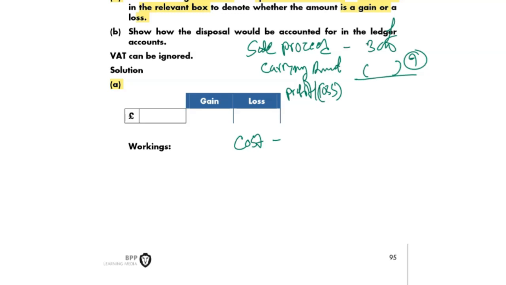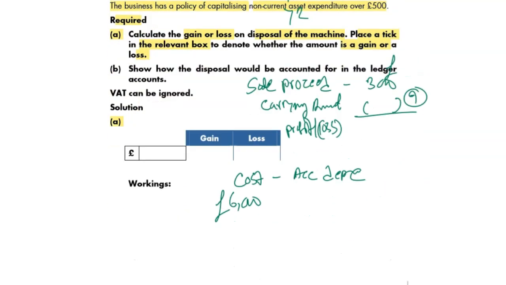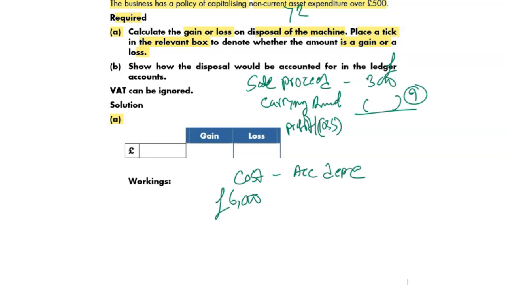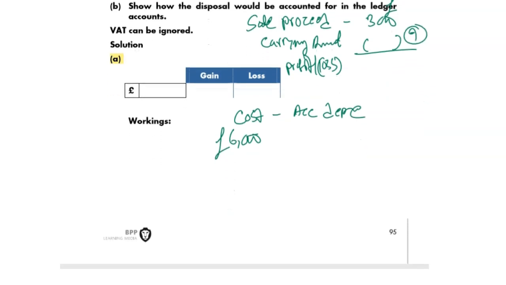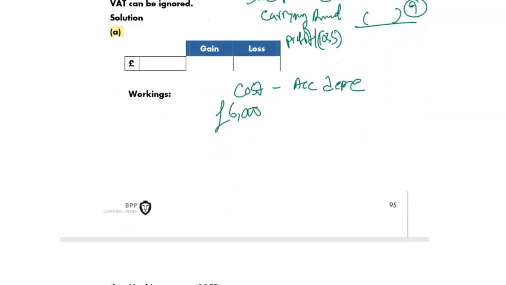Cost minus accumulated depreciation. Now the cost is given, 6,000, isn't it? Let's check it one more time. I remember, yes, it's 6,000 at the top. But what about the accumulated depreciation? Is it given? Not yet. There is only information given, not the exact answer.